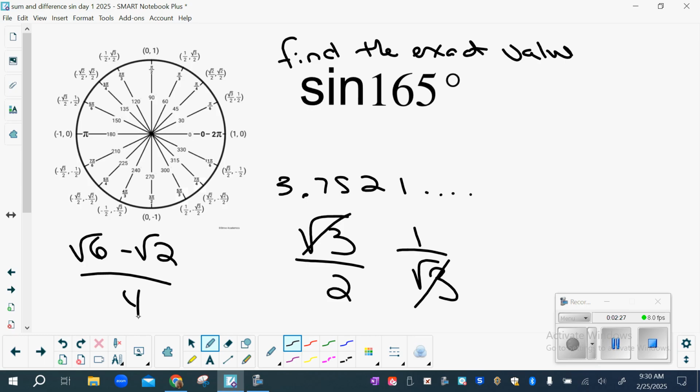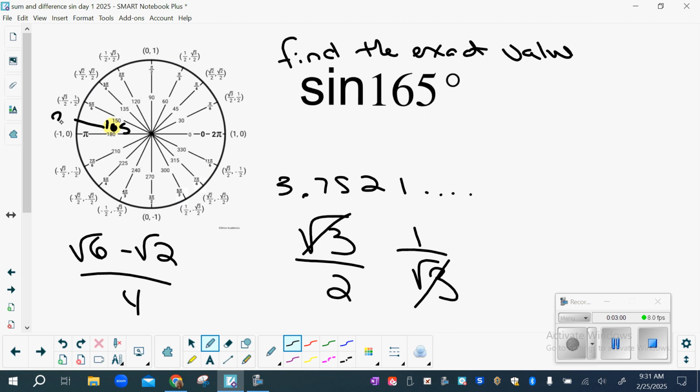So, my first inclination, if I saw this problem on a test, is to use my calculator. And it may not give me the right answer. So my second idea is the unit circle. And I'm going to be like, okay, 160, oh shoot, it's right here, and I don't have a 165 spot. So we are going to use a third option.